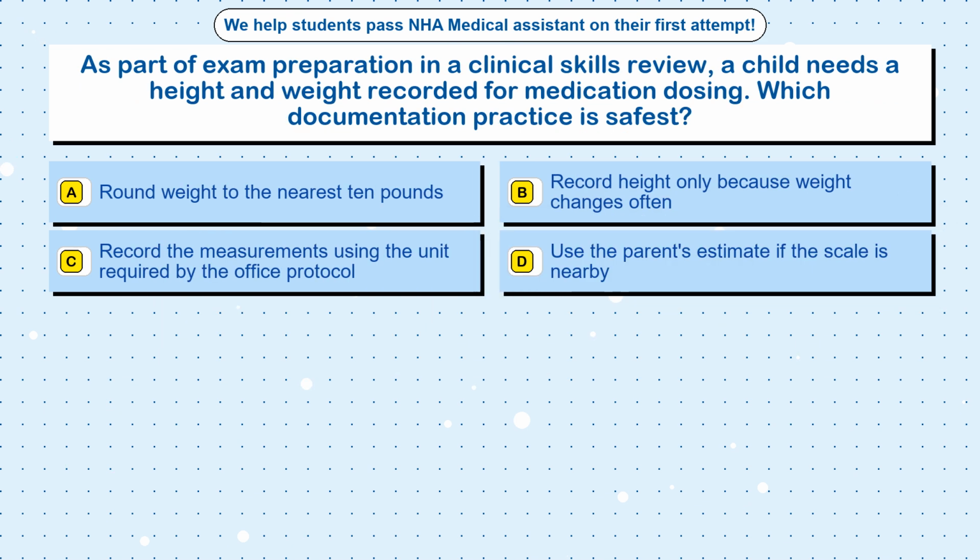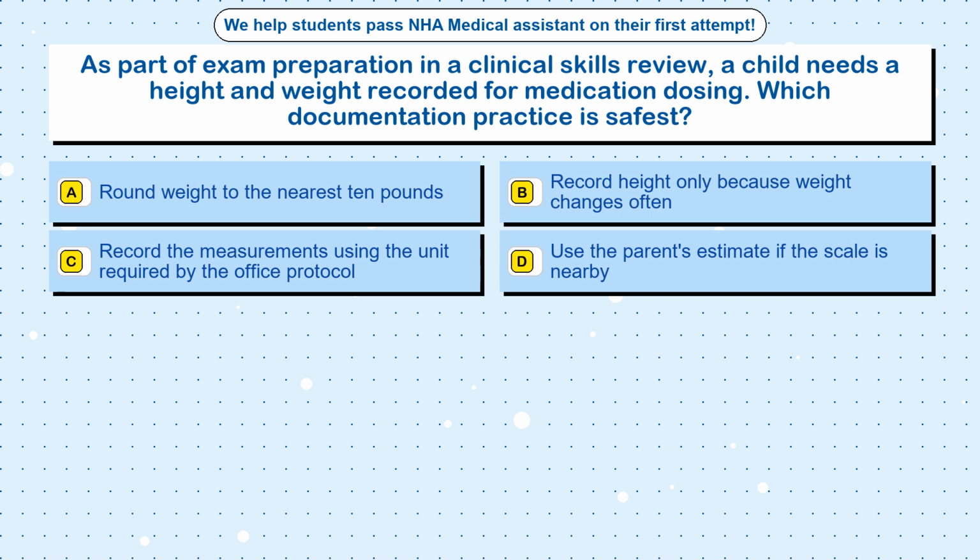Question 15. As part of exam preparation in a clinical skills review, a child needs a height and weight recorded for medication dosing. Which documentation practice is safest? Option A. Round weight to the nearest 10 pounds. Option B. Record height only because weight changes often. Option C.